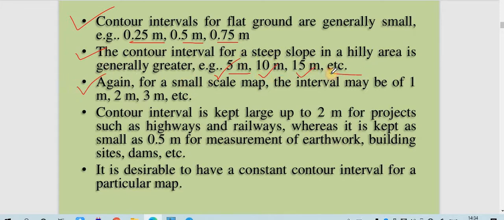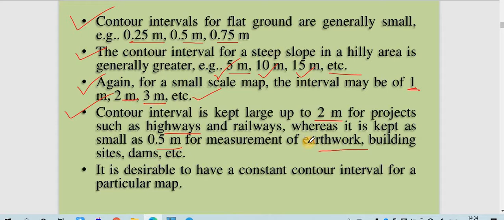Again, for a small scale map, the interval may be 1 meter, 2 meter, 3 meter, etc. The contour interval is kept larger, up to 2 meter, for projects such as highways. So if you are doing a project related to a highway or railway, an interval of 2 meter is kept at least. Whereas it is kept as small as 0.5 meter for measurement of earthwork.